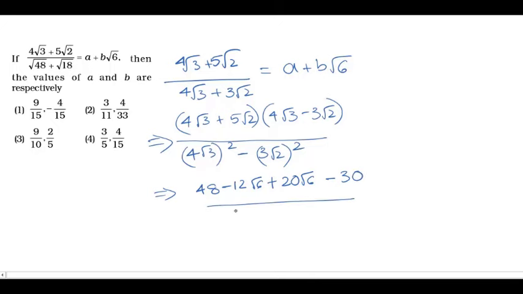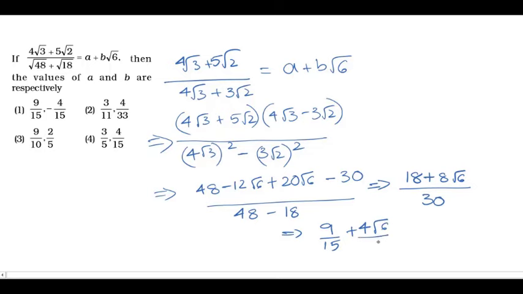Divided by 48 minus 18. So what does this become? We get in the denominator 30, the numerator 48 minus 30, 18, 20 minus 12, that is 8 root 6. We can still cancel it by 2, so it becomes 9 by 15 plus 4 root 6 by 15.